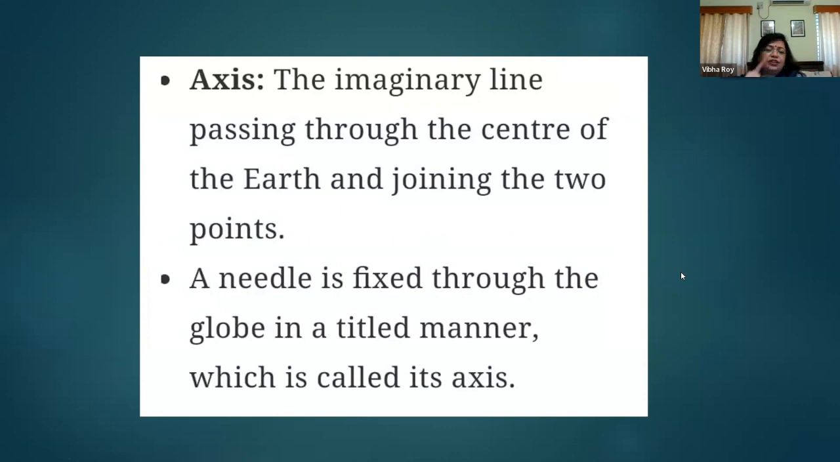Now this tilted also, we should get that concept very clear with them. What do you mean by tilted? So axis of the earth is tilted by 23.5 degrees to the straight line. So from the straight line, the tilt is 23.5 degrees. This we should make them understand.